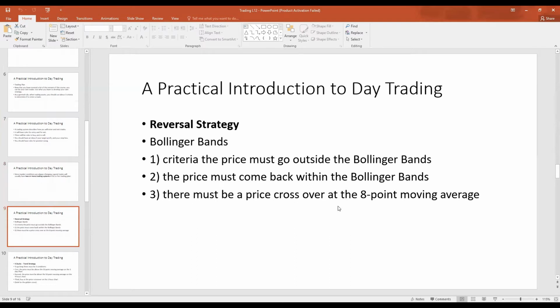So the next strategy I want to emphasize is a reversal strategy. My reversal strategy relies on a thing called Bollinger Bands. Let me show you my strategy. I will share my screen.